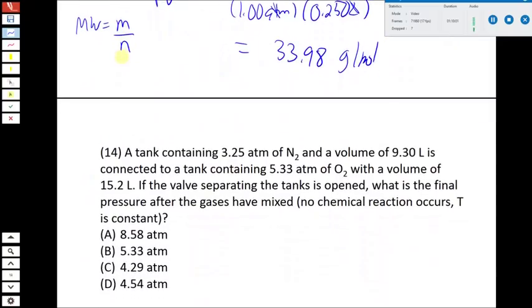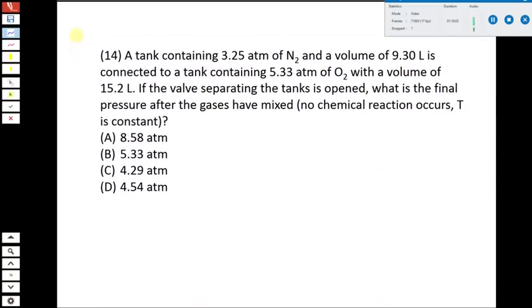All right, on to number 14. So number 14 is now dealing with mixtures of two gases. So we have one tank that has 3.25 atmospheres of nitrogen, the volume is 9.3 liters, and then we connect it to a second tank that has 5.33 atmospheres of oxygen, and its volume is 15.2 liters. So we open the valve and allow the gases to mix, and we want to know what's the final pressure.